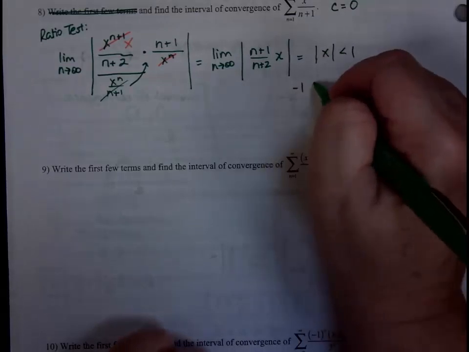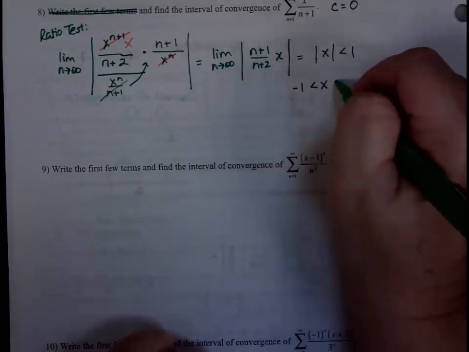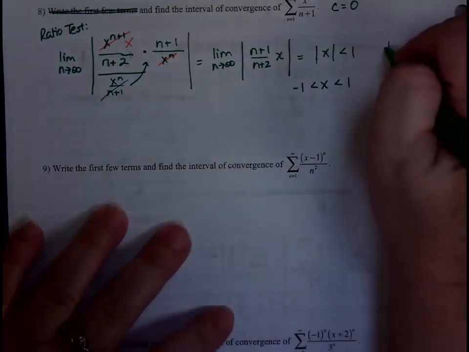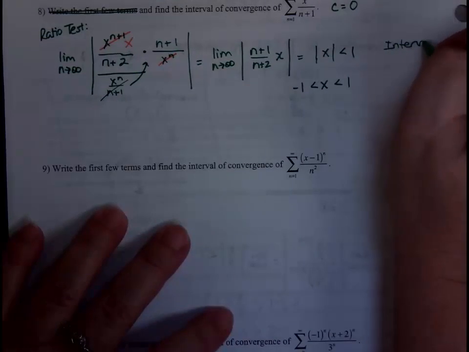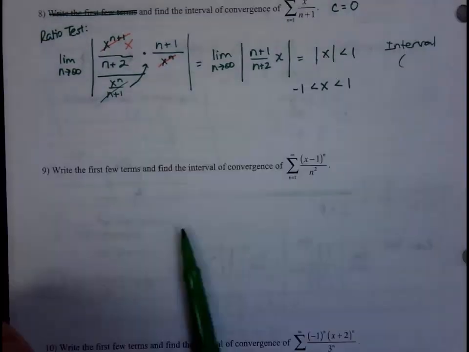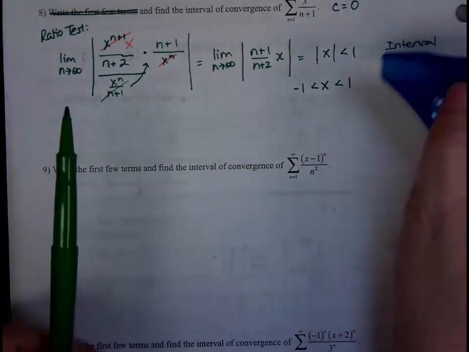-1 < x < 1. And there's no math to be done. It's finished. That's our interval of convergence. So the interval is, oops, I didn't mean to do that. I'm going to have to erase that because I don't know whether it's bracket or parentheses. I kind of jumped the gun.